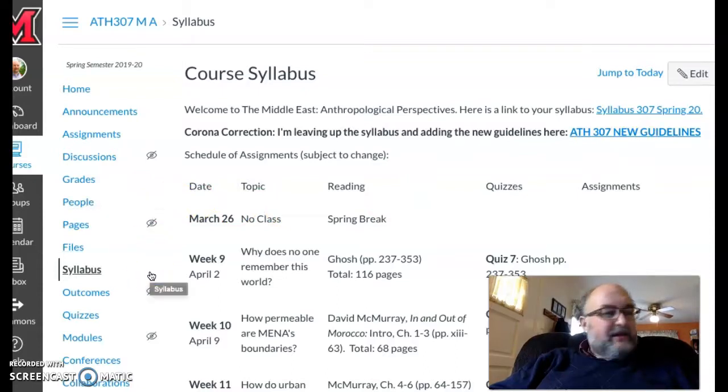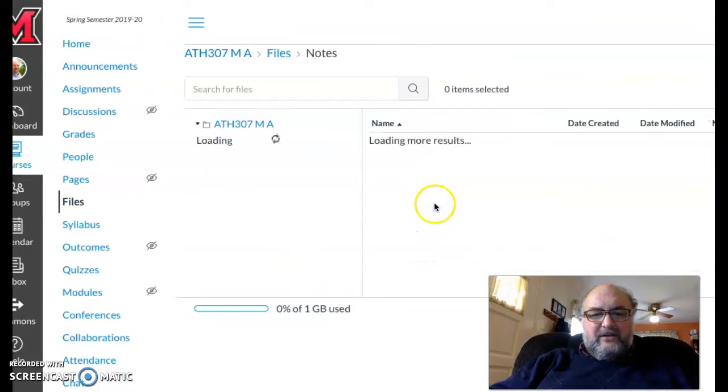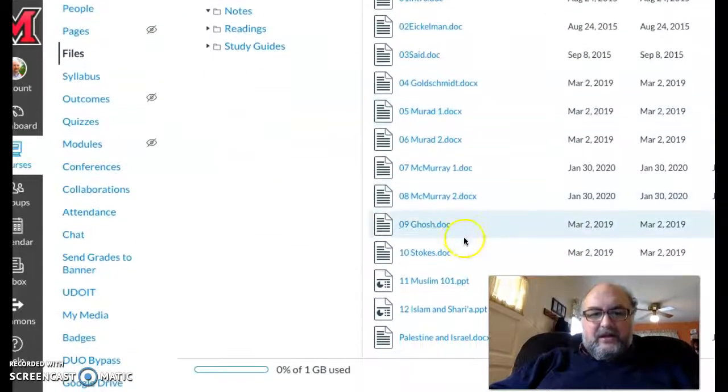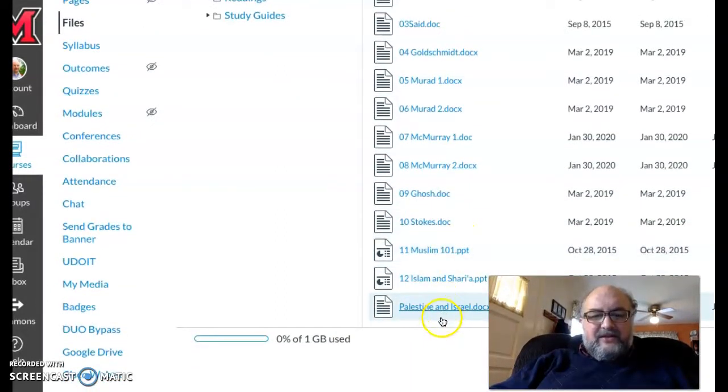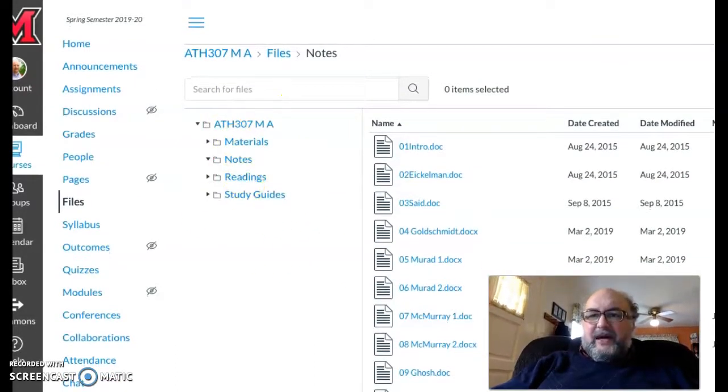It's all good. The second thing about the syllabus here that we need to show you is today I'm going to go over a few different notes. So the ordinary notes on Ghosh are here. What's it called? 9 Ghosh, because I got Ghosh and McMurray mixed up. But also Palestine and Israel.docx here. We're going to go over that today. Okay? That's what we got. This is how we're starting.